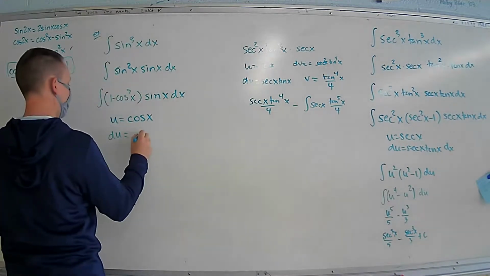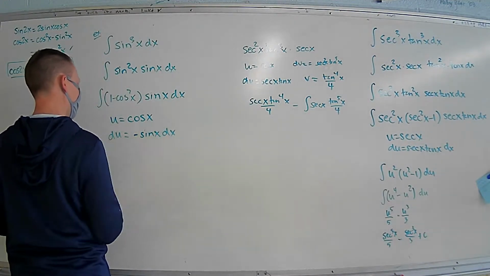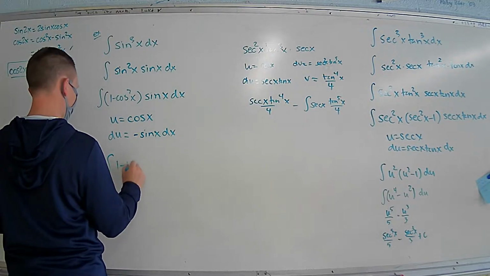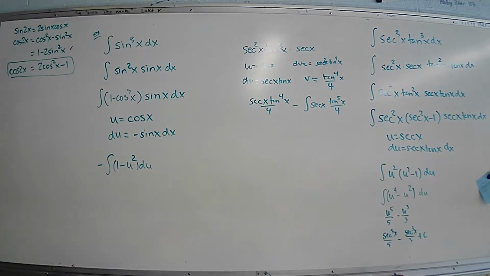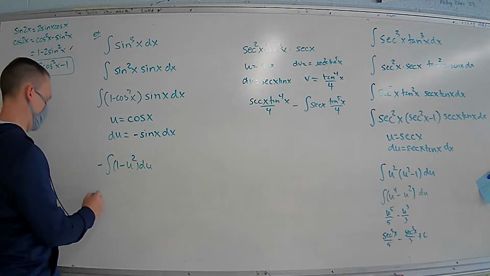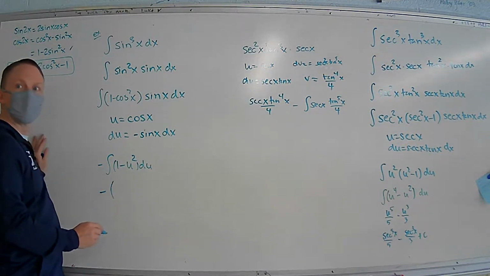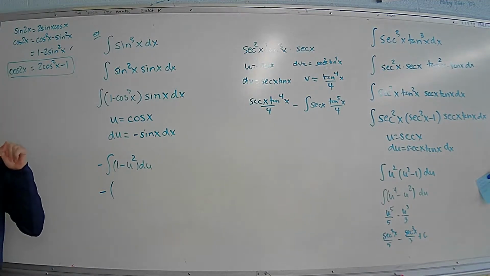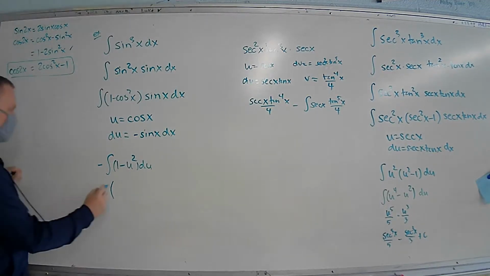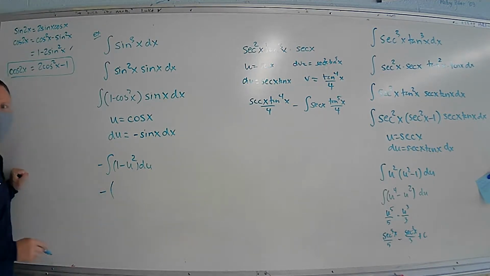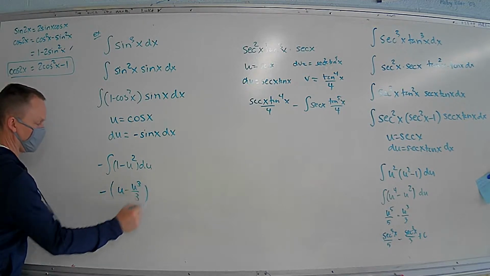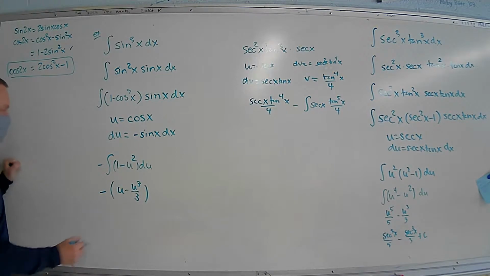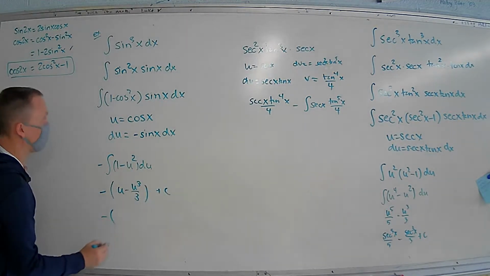U is cosine? What's du? Negative, negative. So what's our final answer here in terms of u? Oh, look at you distributing in the negative. Smarty pants. U minus u cubed over 3. I'll go back and put your starter in.